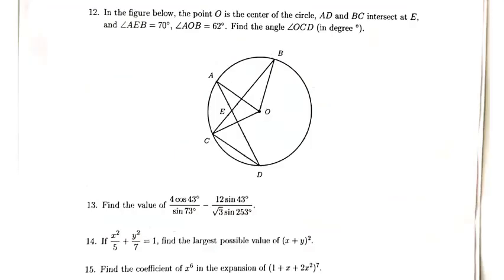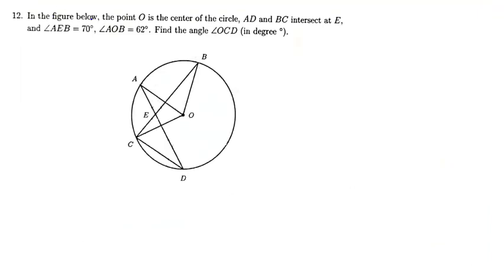SMO 2020 senior section first round, problem number 12. In the figure below, the point O is the center of the circle. AD and BC intersect at E, and AEB is 70 degrees. AOB is 62 degrees. Find the angle OCD. This is alpha.